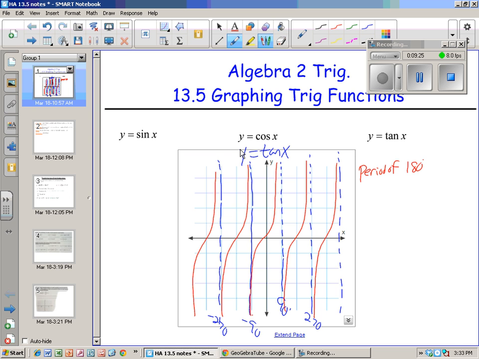All right, that's what these graphs look like. I'm going to cut this video off here for this part. The next one is talking about some of the details and changes to these basic graphs that we just looked at. So please watch that one.